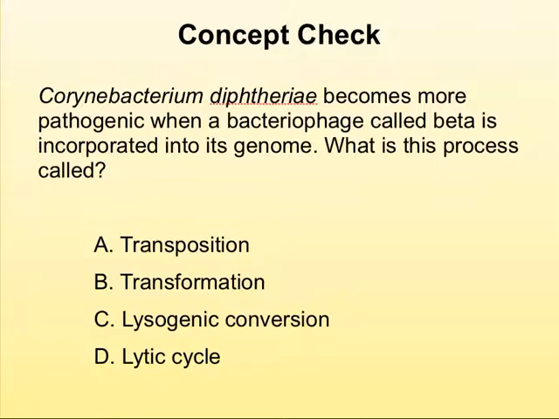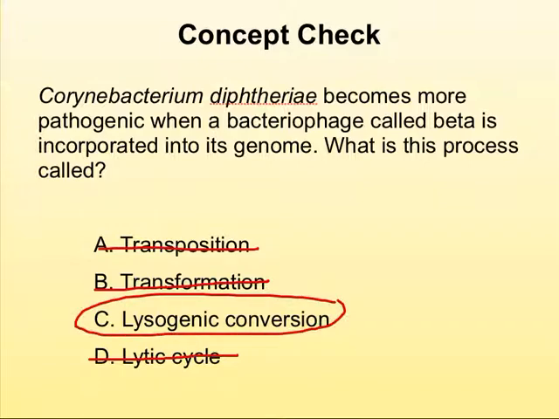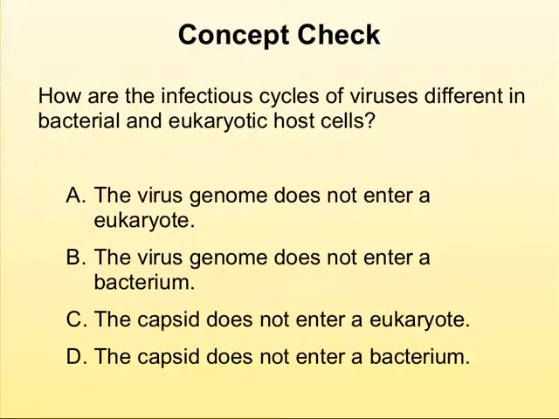Well, transposition isn't something we've dealt with. Transformation is when a virus causes a cell to become a cancer cell. The lytic cycle is when bacteriophages are lysing or bursting out of the host cell. And the lysogenic conversion is indeed when the bacterium has been converted to a more toxic form by the incorporated viral genes. How about another one while we're here?